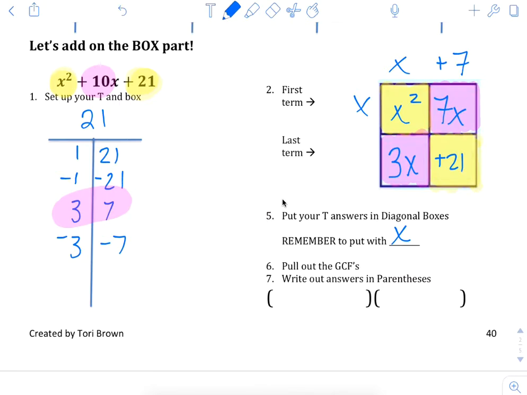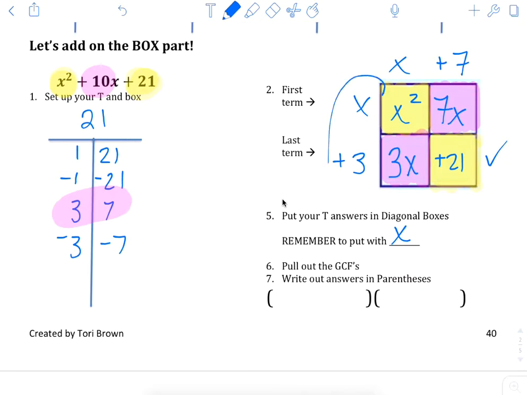Down here on the bottom, what would I need in this position so that this x could multiply to make 3x? Well, I would need it to be a 3. Again, it's going to be a positive, so I'm going to write plus 3. And we always want to go back and check this last one. Does 3 times 7 make 21? Yes.